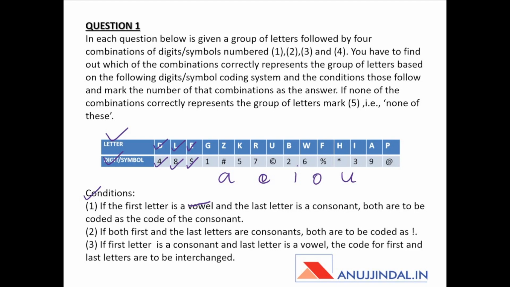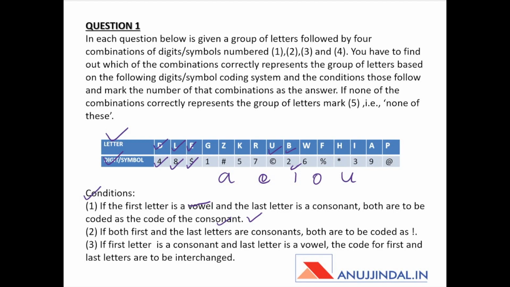The first condition is if the first letter is a vowel and last letter is a consonant, both are to be coded as the code for the consonant. So let's take an example. If first letter is, for example, U and last letter is B. So the condition says if first letter is a vowel and last letter is a consonant. So we have assumed first letter as U, which is a vowel, and last letter as B, which is a consonant. Then both are to be coded as the code of the consonant. So what is the code of the consonant? It is 2. So then both U and B will use the code of the consonant, that is 2. So both will be coded as 2. U and B both will be coded as 2.